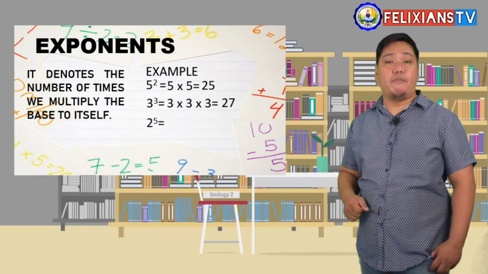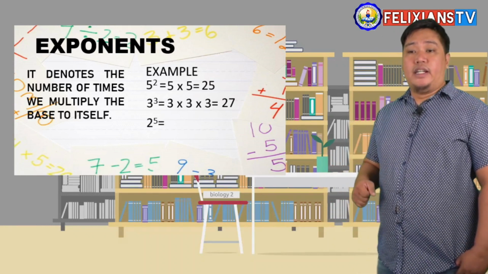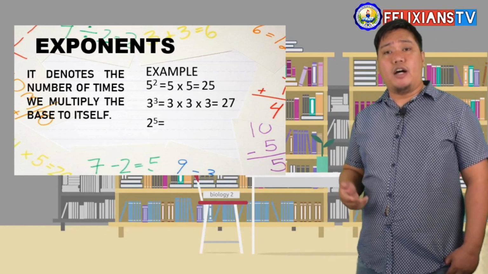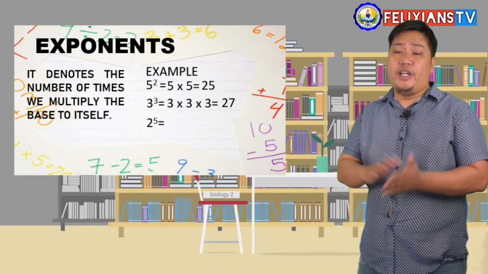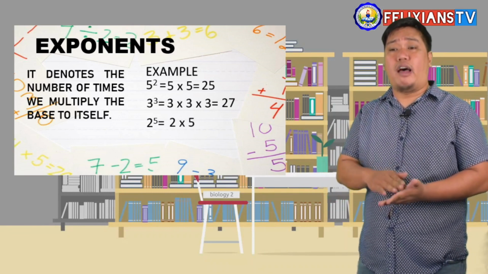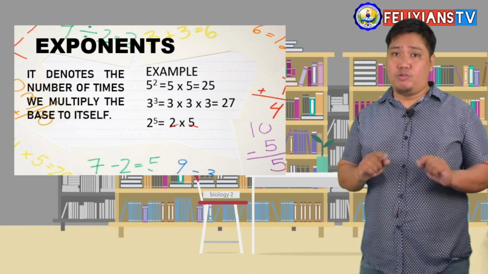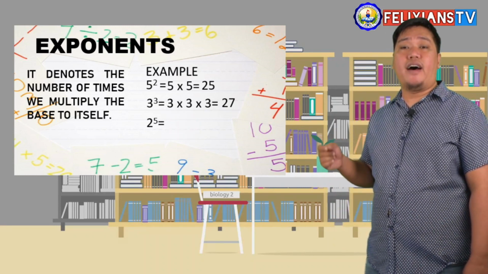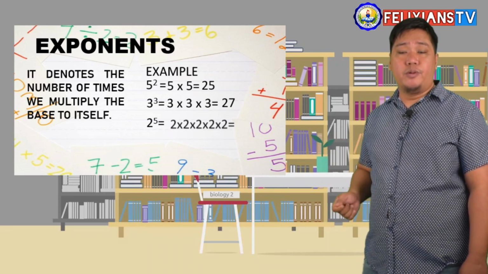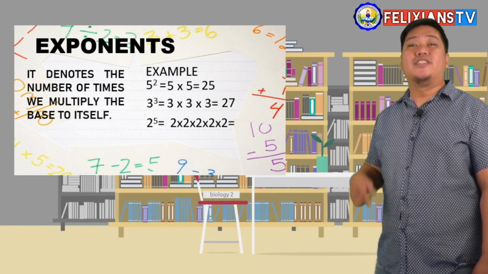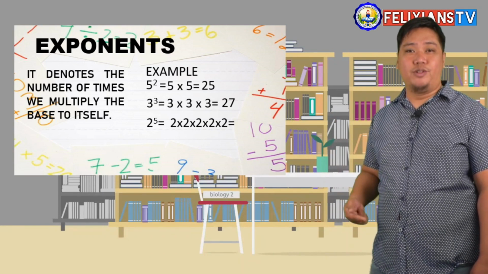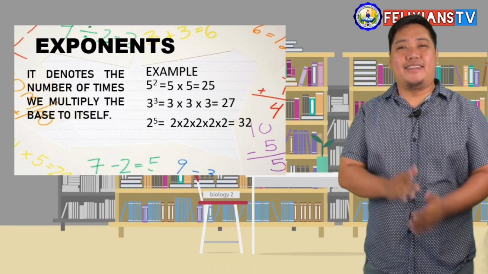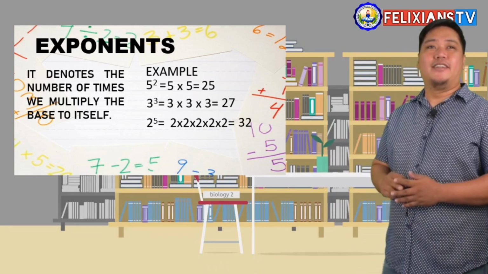Now, let's go to the next example. That will be the last example for our exponents. We have 2 raised to the 5th power. What we usually do is 2 times 5. Well, again, do not do this. What we should do is multiply 2 times 2 times 2 times 2 times 2. And that will give you what? Great, that's 32. All right, perfect.